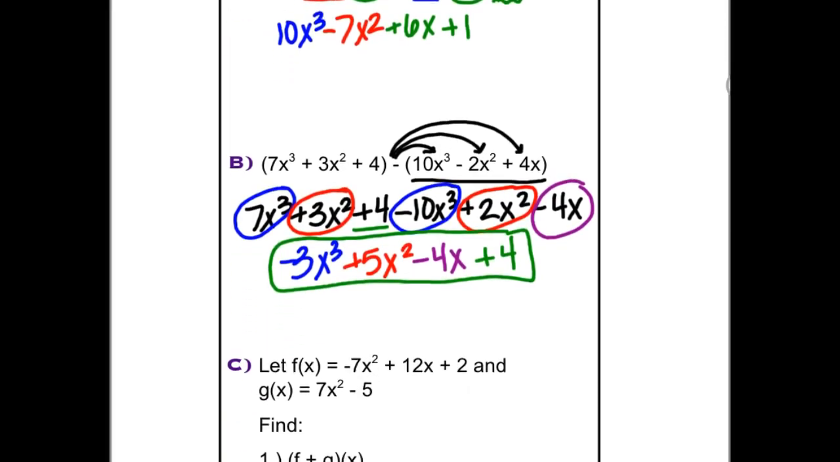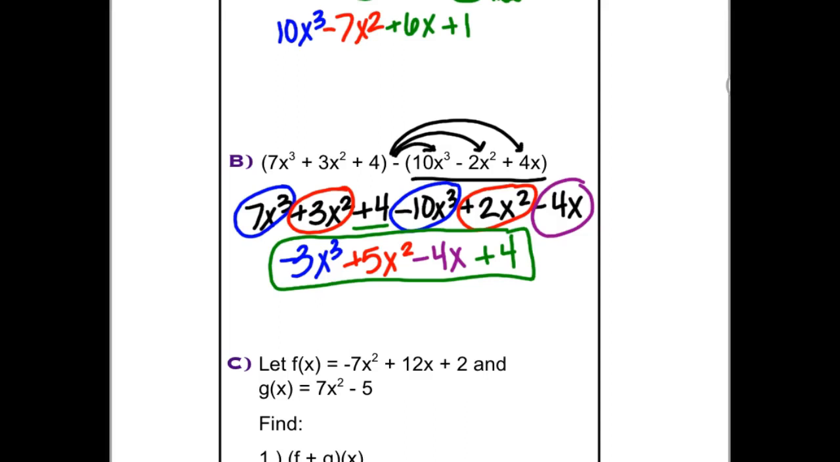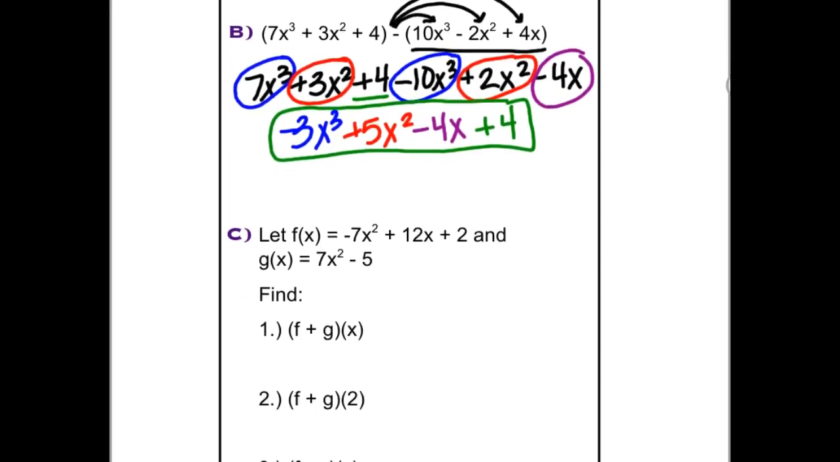So just another reminder, when we subtract, we have to distribute that subtraction or the sign in order to get rid of the parentheses. And once you do that, then you can get rid of the parentheses.